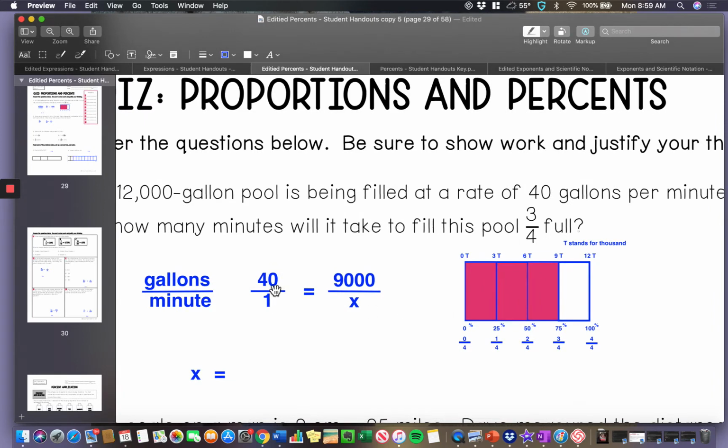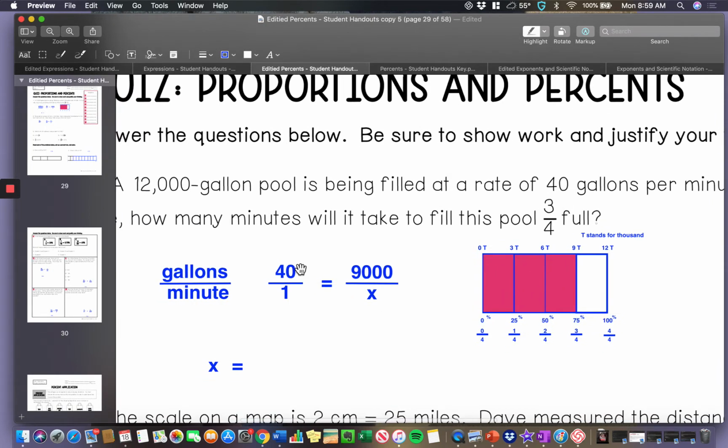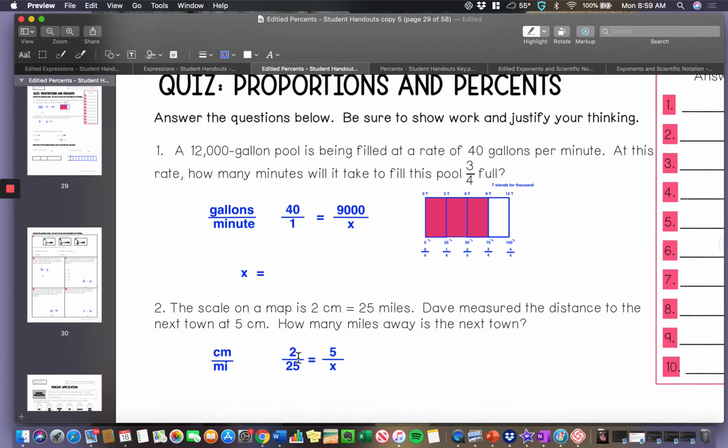So to make it easy on you, I did set up your proportion for you, and of course you will cross multiply and divide. So for example, 9,000 times 1 divided by 40 will give you your answer.